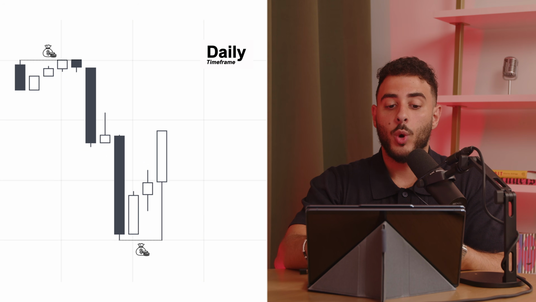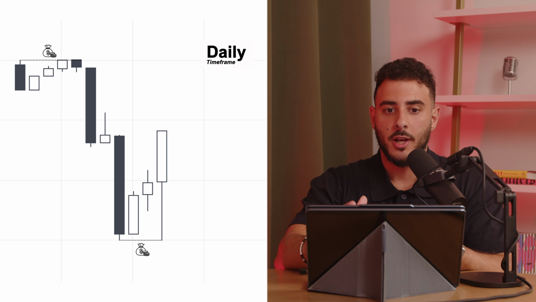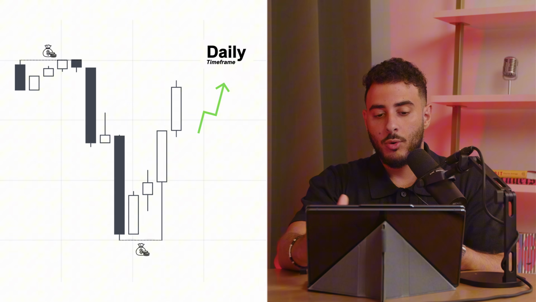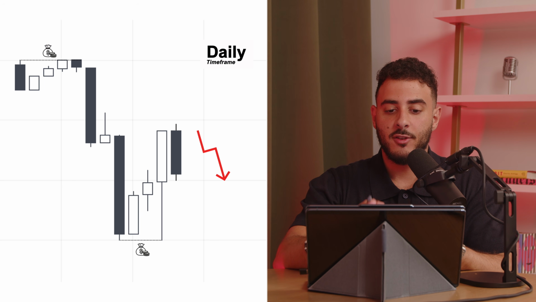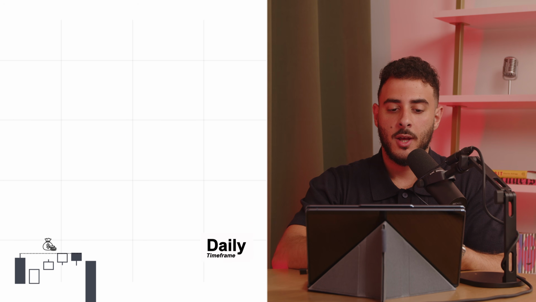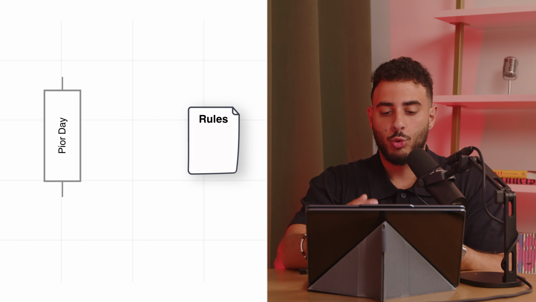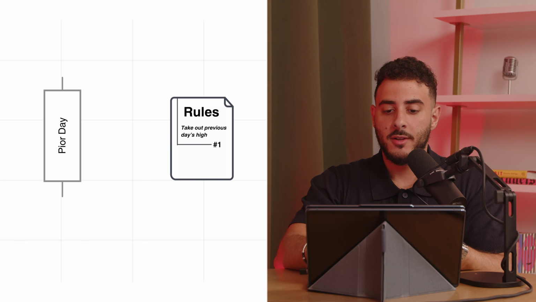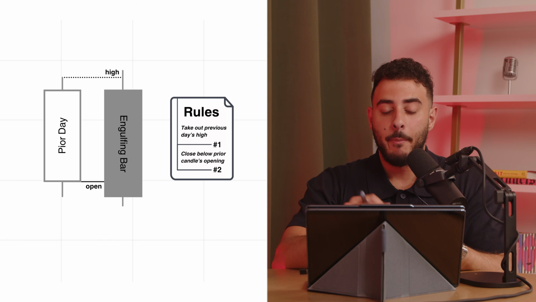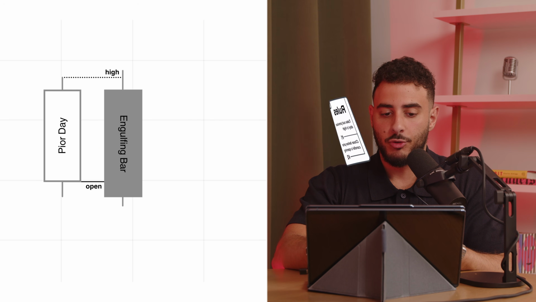Now, with that out the way, essentially, when we're trying to identify the daily bias, our main job is to predict what the next daily candle will look like. Would it be an up candle or a down candle? And this is where the engulfing bar play excels. The best part is that there are just two rules to follow here. Rule number one, take out the prior candle's high. Then rule number two, close below the prior candle's opening, making the engulfing bar play the simplest way to identify daily bias.